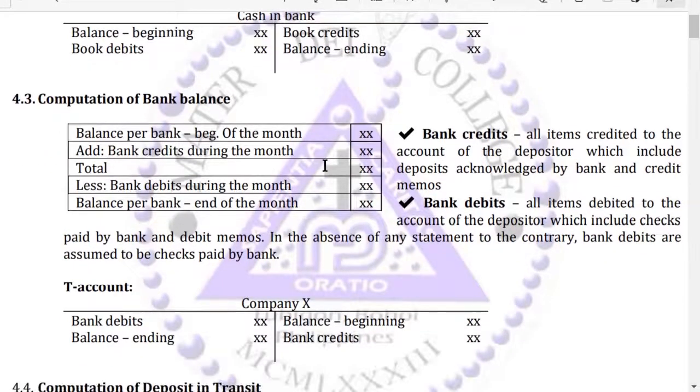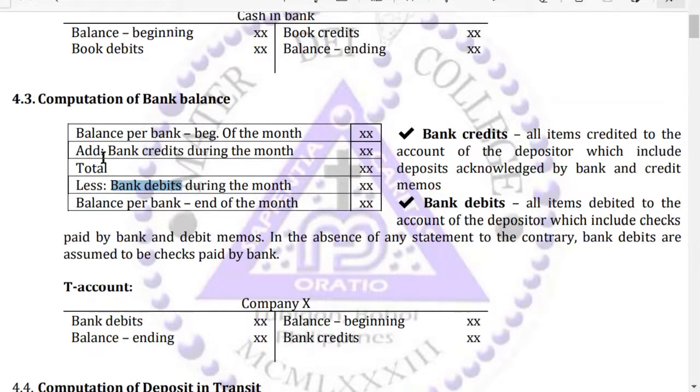Okay? Next is, how about in the problem, the balance per bank statement is not given. So, you can compute for that. So, you will start with the balance per bank, beginning of the month. Again, this is your ending balance last month carried forward to this month. So, wala siya ang balance per bank. And you add the bank credits, deduct the bank debits, and you will get the balance per bank.